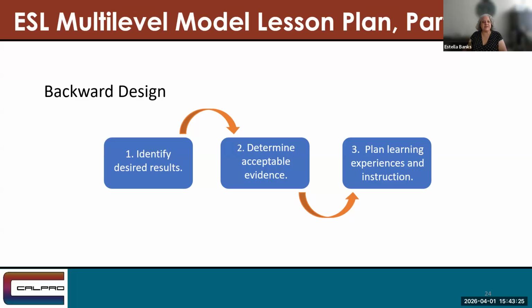How many of you use this backward planning or backward design when you're preparing your lessons? Okay, I see a hand. Okay. All right. In the chat, I see, this is new to me. Okay, great. That's what we're here to learn and share together. All right.